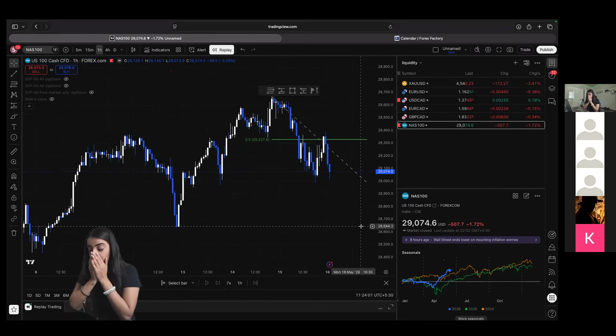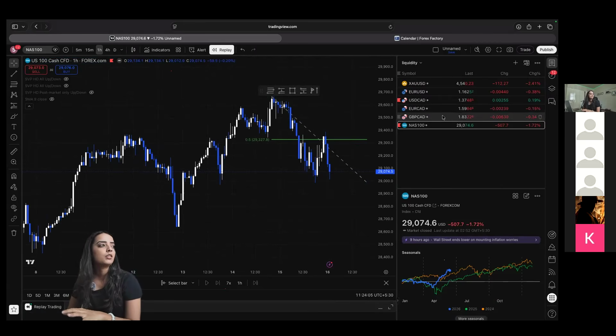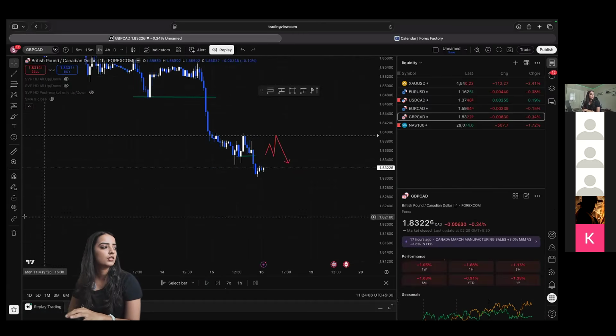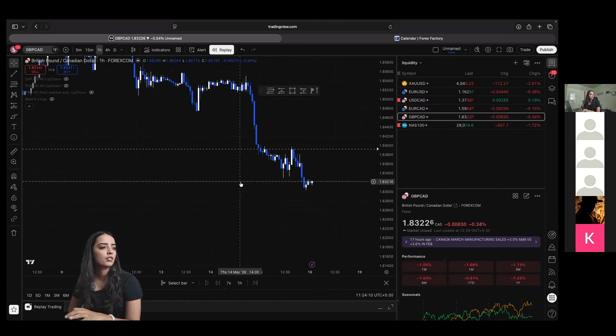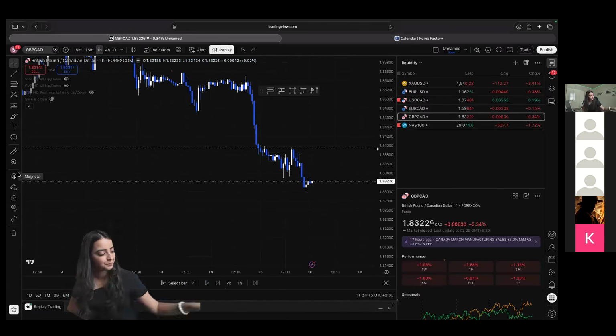Okay, so let's see more. Let's see GBP Canadian dollar. Let's see what it has. Can I mark anything? And this fib we will only mark on the 1 hour time frame, or execution time frames also. Only 1 hour and 4 hour. Okay, 4 hour is also not necessary, but 1 hour for sure.